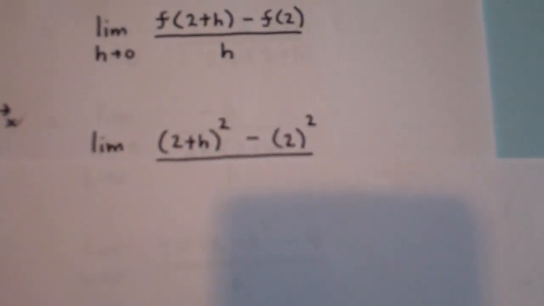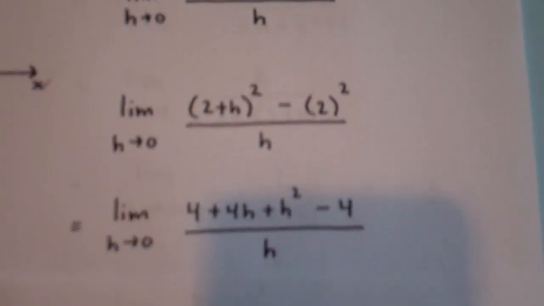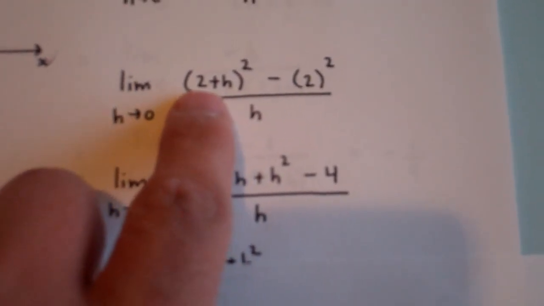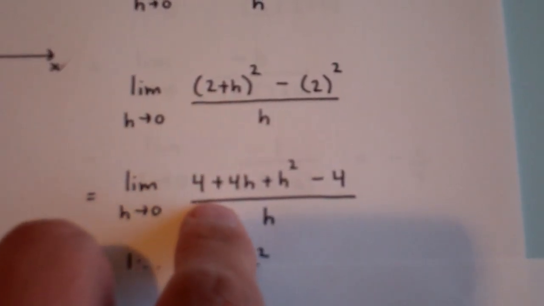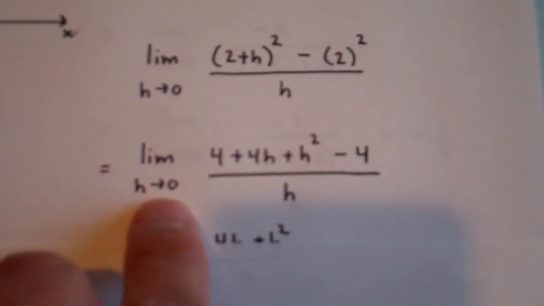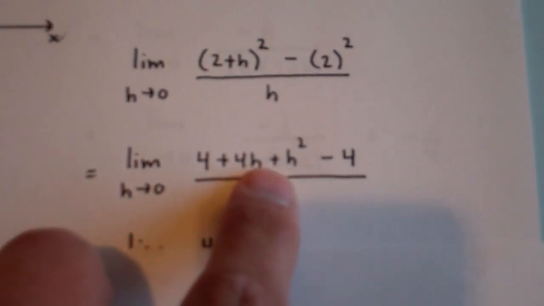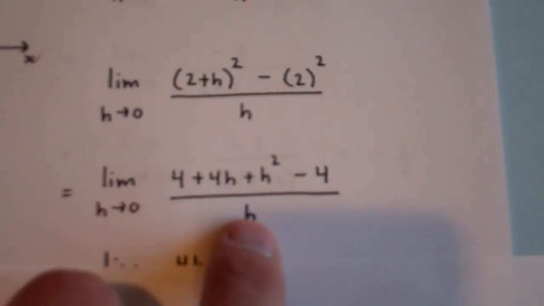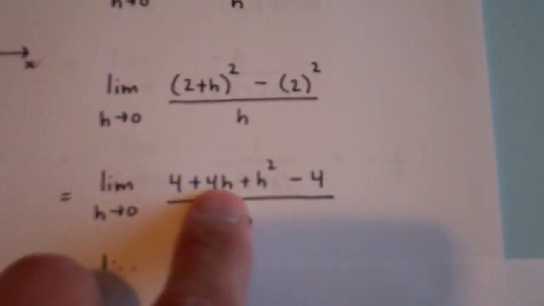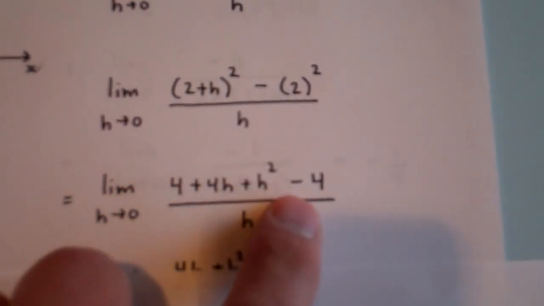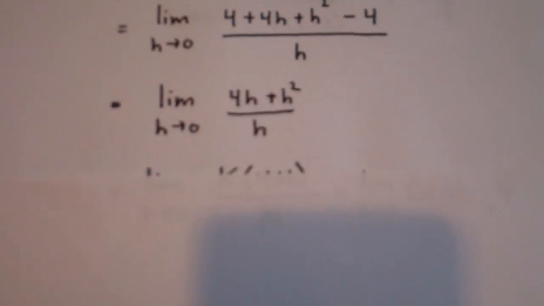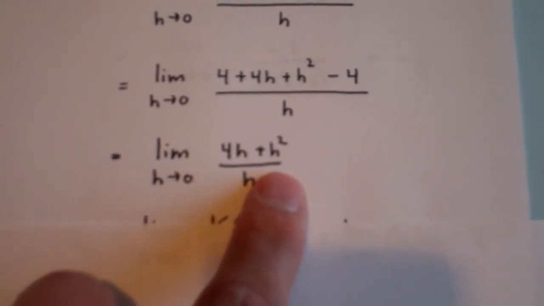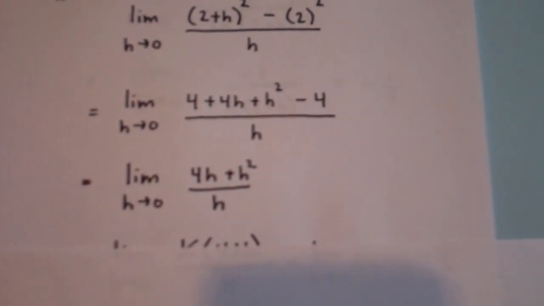When we do the algebra here on the top, distributive property, FOIL method on that part, we get the limit as h goes to 0 of 4 plus 4h plus h squared minus 4, all over h. And of course the 4's cancel out real nice. Leads me to this limit: limit as h goes to 0 of 4h plus h squared, all over h.